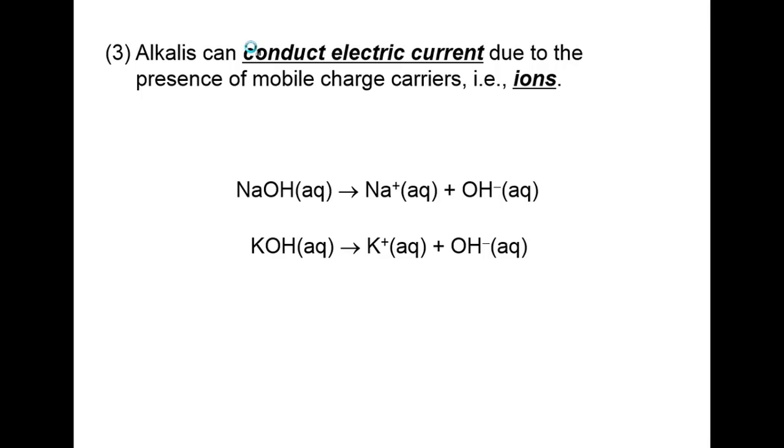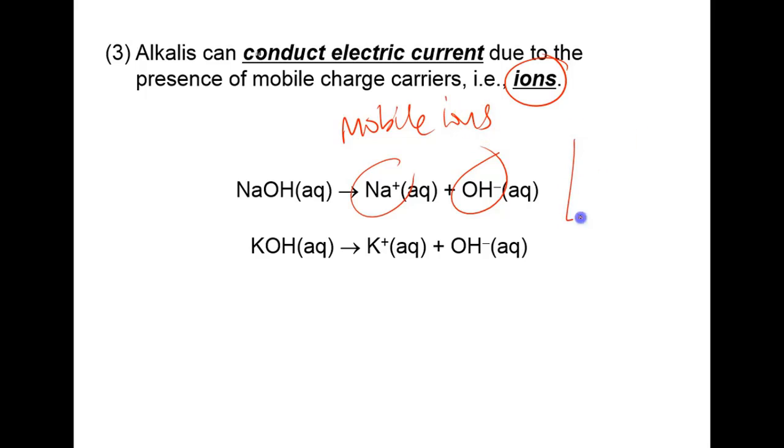Similar to acids, alkalis can also conduct an electric current. Why? Because they can dissociate in water to give you mobile ions. So when you have mobile ions, they can migrate to the electrodes. So if you have a plus and minus here, the negative ions can migrate here, positive ions can migrate here, and this migration constitutes the flow of electric current. So alkalis can conduct electricity.